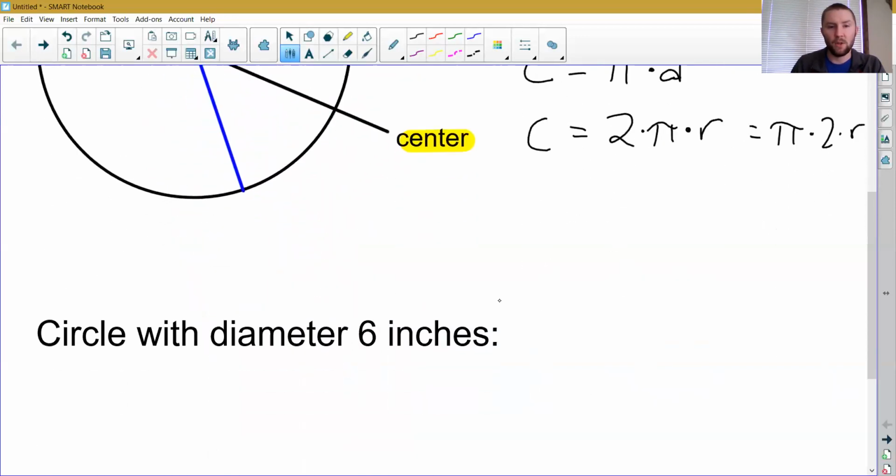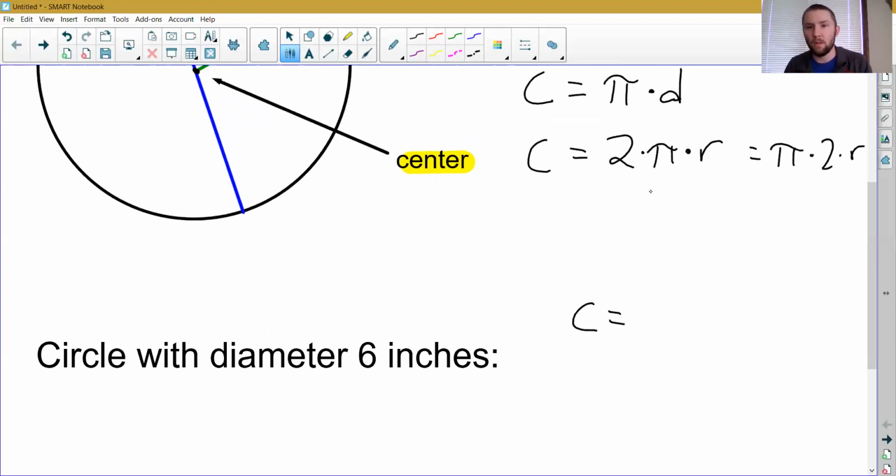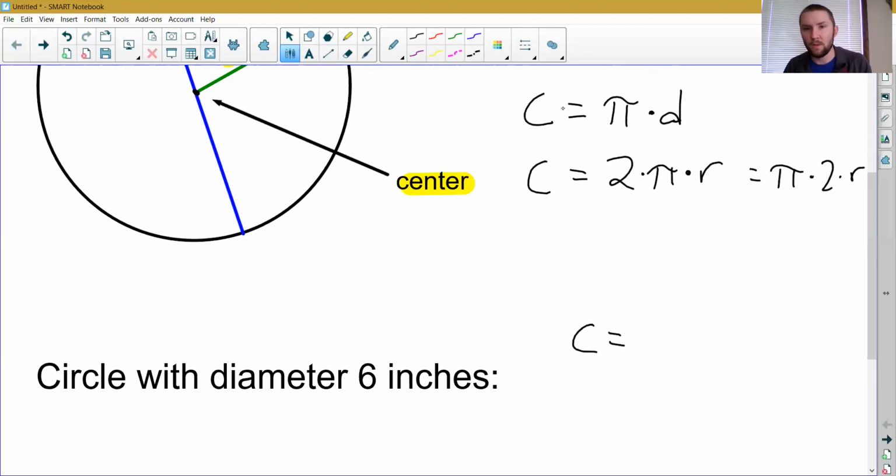If we have, let's say, a circle with a diameter of 6 inches, okay? Circle with a diameter of 6 inches. If I want to find the circumference of that circle, I can simply use this formula here, which says circumference is equal to pi times the diameter. And remember, for our purposes, we can approximate pi as 3.14 multiplied by diameter, but I'm told the diameter here is 6.